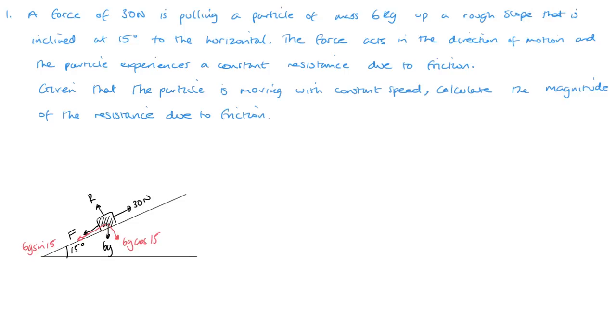Now I can go ahead and resolve. So resolve up the slope, and we get F equals MA. Okay, so going up the slope is 30 newtons, and going down the slope is 6g sine 15 and F for friction. Okay, I might call it FR. And then the mass is 6 and the acceleration is 0, isn't it? Because we're going with a constant speed here.